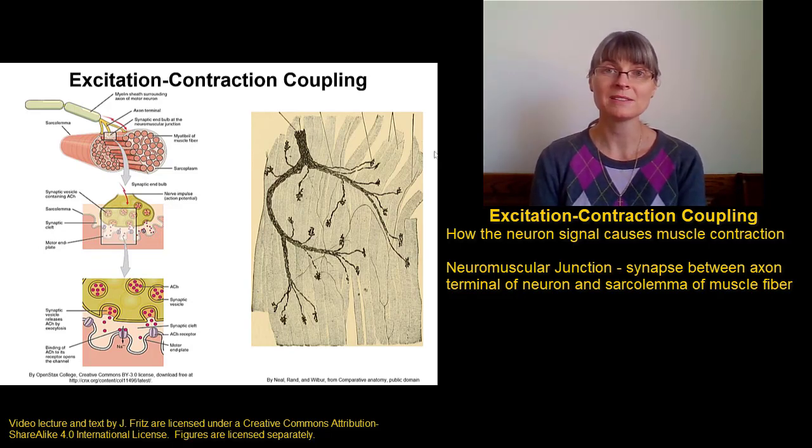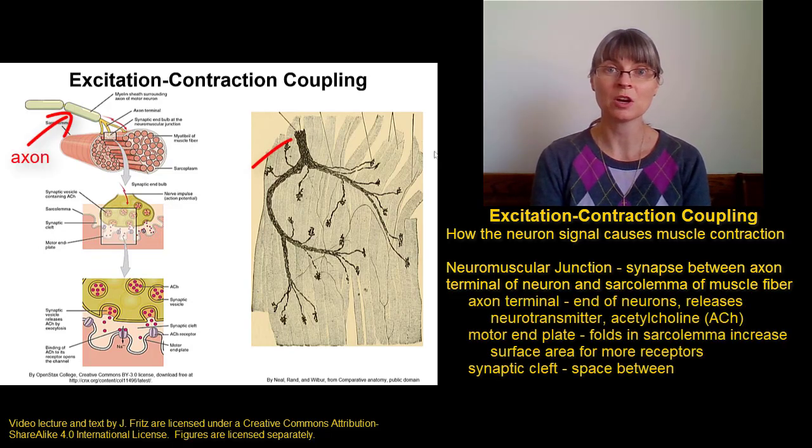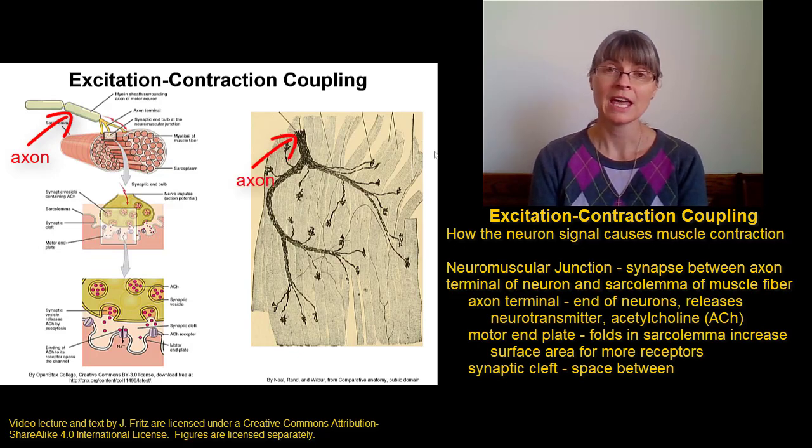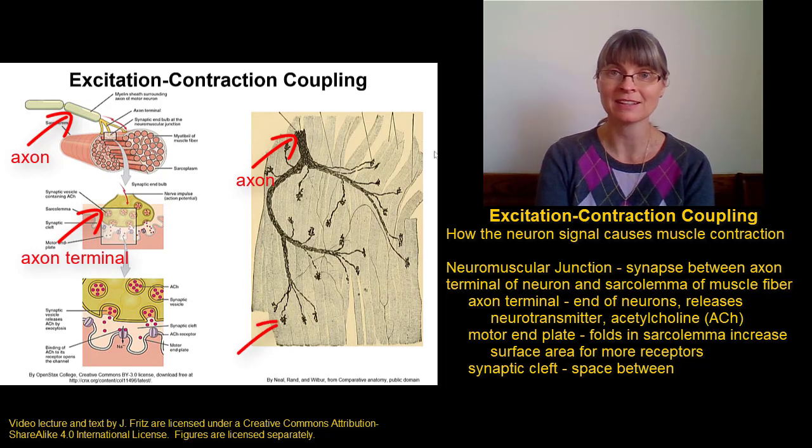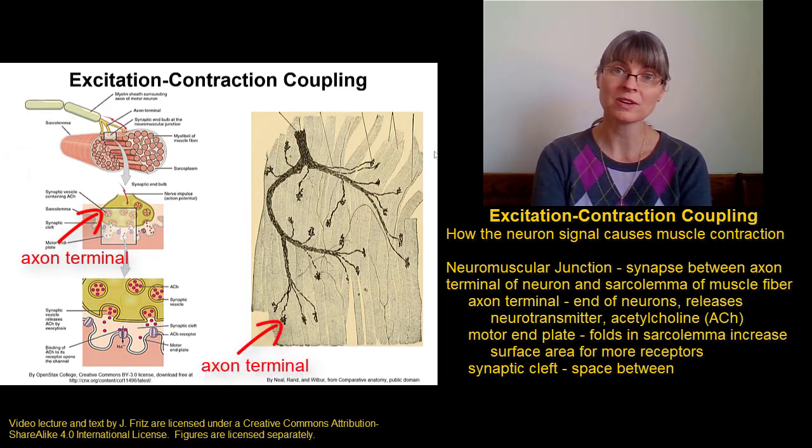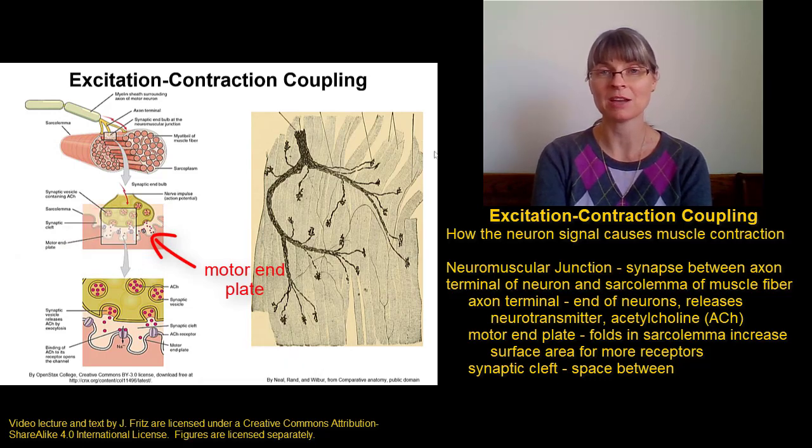In this figure, we can see the neuron coming here to the muscle. And when we zoom in a little bit, we can see the axon terminal, the very end of that axon here. And we can see where it's interacting with the sarcolemma of the muscle fiber. The sarcolemma in this area is called the motor end plate.